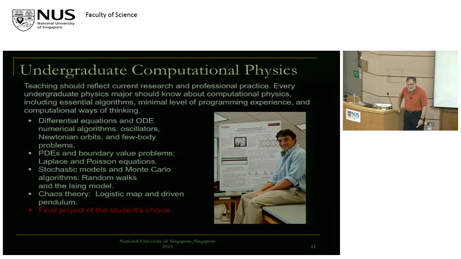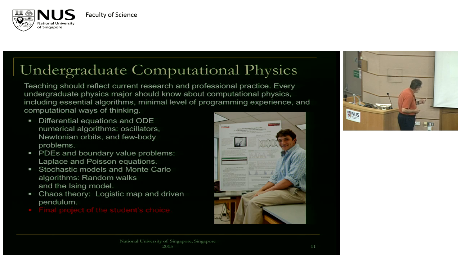In the modern curriculum, it is a crime not to teach students about computational thinking. Every physicist, every researcher thinks computationally in so many different ways, whether they're doing data analysis, theory, or visualizations. If you're going to teach students in a modern curriculum, you have to teach them about differential equations and numerical algorithms, and you do oscillators, Newtonian orbits, few body problems. You have to teach them about partial differential equations and boundary value problems. Laplace equation, Poisson equation, Schrodinger equation, they're all PDEs, and they have to know how to attack them computationally. They have to look at some stochastic models and do some Monte Carlo algorithms. This should be part of the undergraduate curriculum throughout our universities. And then, of course, chaos theory, logistic maps. Do problems where there are no analytic solutions.